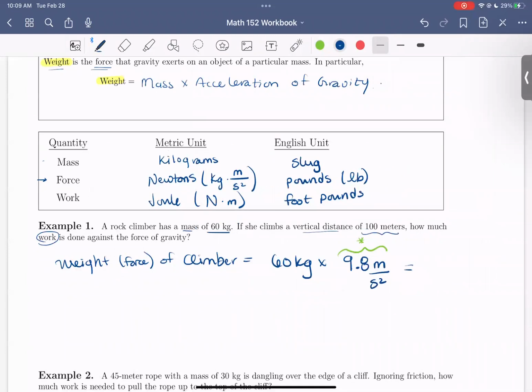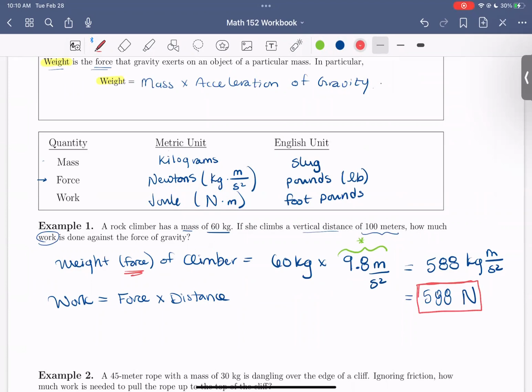All right, so let's go ahead and multiply those together. So 60 times 9.8 is going to give us 588. And then our units will be kilogram meters per second squared. And we saw that kilogram meters per second squared is also newtons. So this is going to be equal to 588 newtons. We can just say big N. So now let's compute the work. So recall work is equal to force times distance. So for us, we have the force, and this is the force against gravity. So the force is 588 newtons. And then the distance we are given here. She's climbing 100 meters. So times 100 meters.